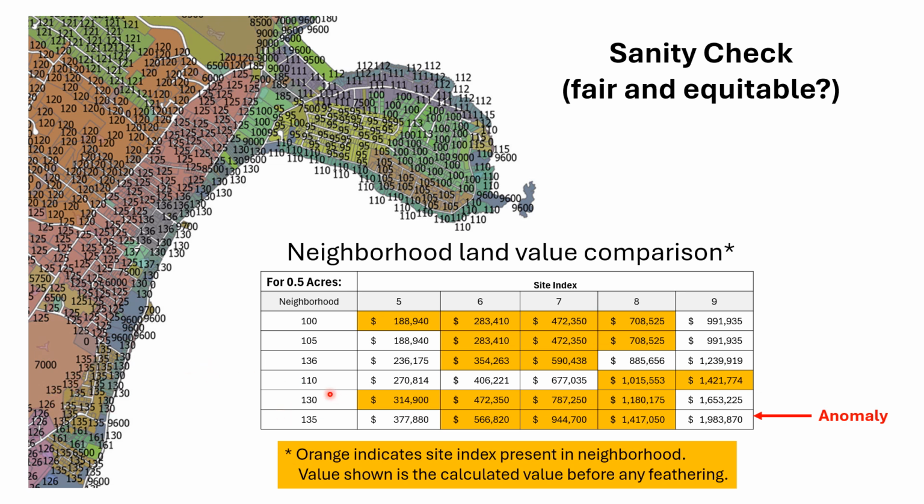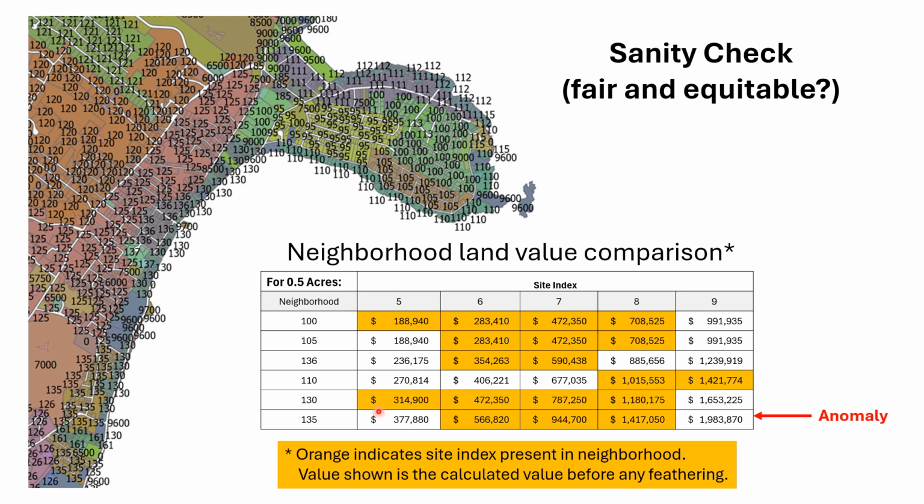In orange, I indicated what each one of these neighborhoods might have or does have in terms of site indices. So 100 has 5 through 8, so does 130. 105 has 6 through 8, so does 135. 136 is just 6 and 7s, and 110 is just 8s and 9s. Makes sense, it's right on the ocean.